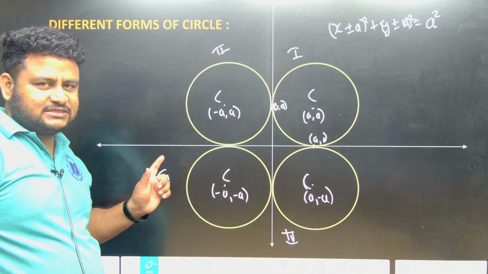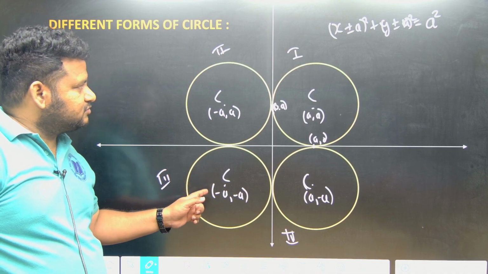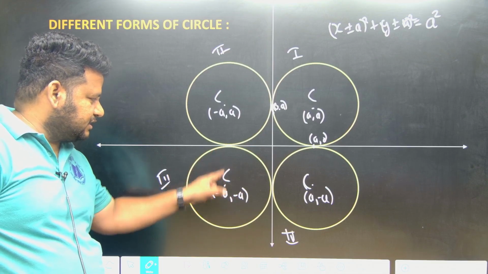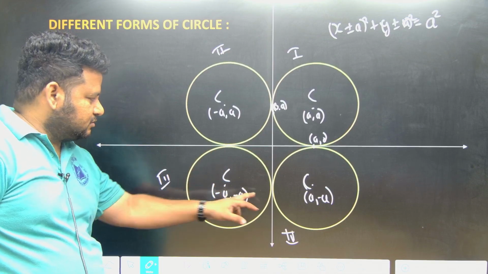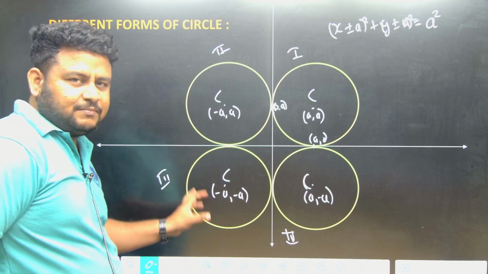So they are telling the radius is 5. Radius is 5 means we are having 5 here, 5 here. That is what is giving us the radius. Yes or no? So the radius is 5. So what will happen here? The radius is 5 means this will become, what is the center of the circle?